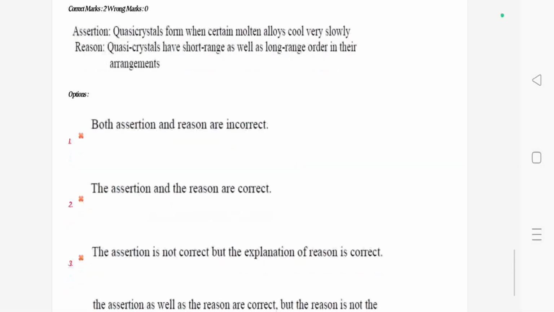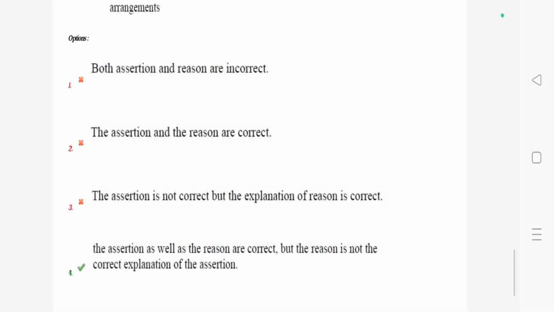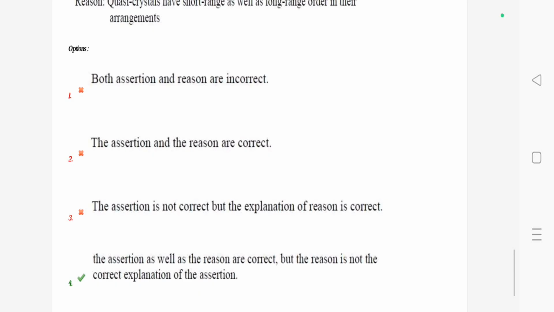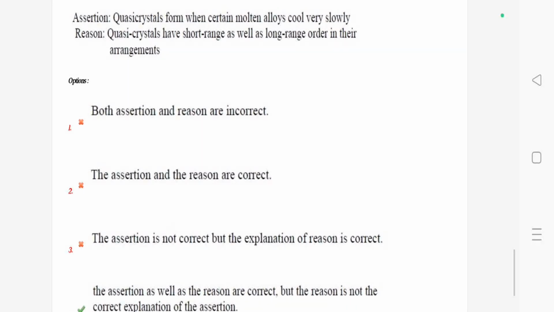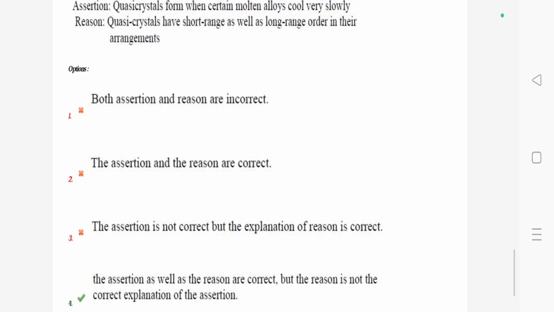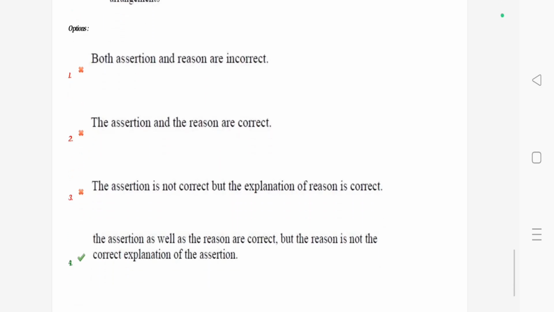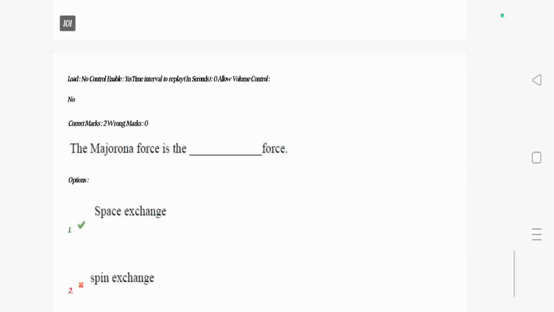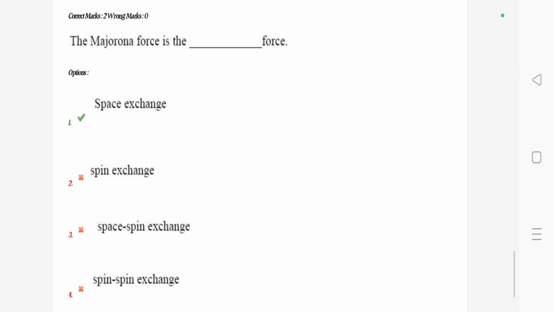138th question. Quasi-crystals form when certain molten alloys cool very slowly. So this is correct, but the reason, quasi-crystals have short range as well as long range in their arrangement, is not the correct explanation of the assertion. The Majorana force is a space exchange force.